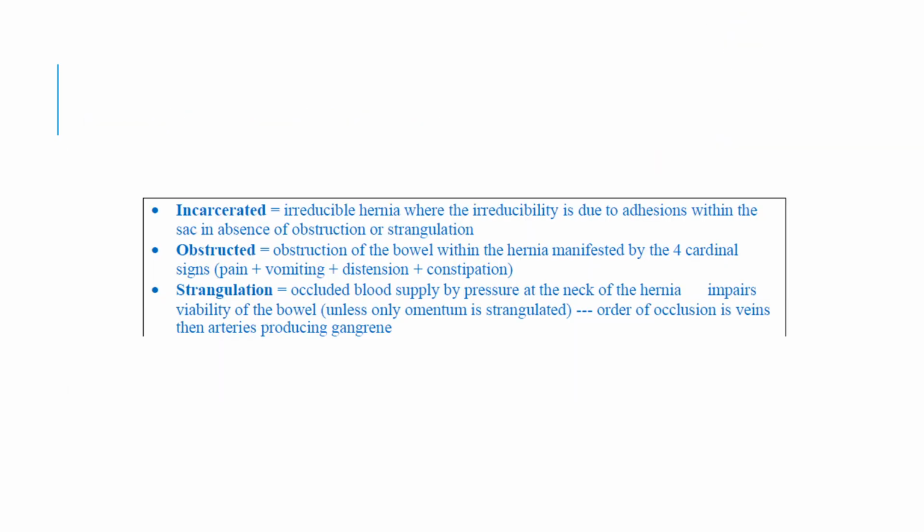Now there are certain terms which I want to highlight: incarcerated, obstructed, and strangulated hernias. What is an incarcerated hernia? Hernia means a protrusion of abdominal content through a defect, whether inguinal, femoral, epigastric, umbilical or incisional. It may be mesentery or small intestine or whatever, pushing out through that defect.